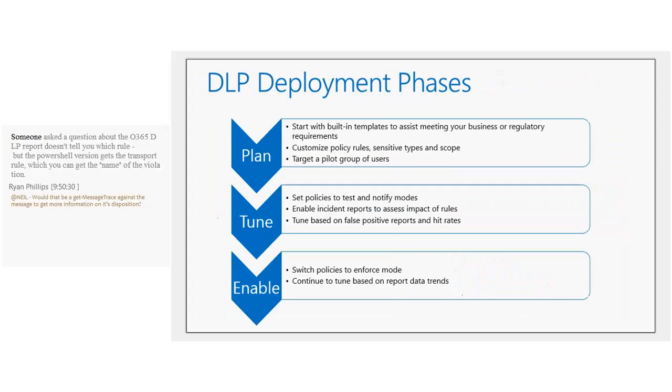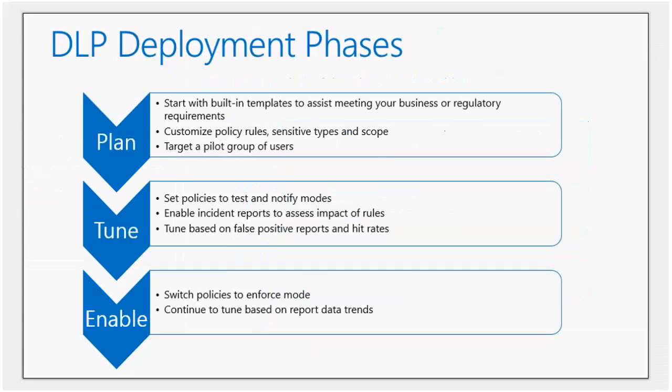There are three phases that I look at if you're deploying DLP, if your customer is looking at this, or if you're looking to get started with DLP. The first step is planning. This is where you identify the different business and regulatory requirements that you have. You could probably want to target a certain group of users and pilot only against them. Based off that, you would go ahead and set up a certain policy.